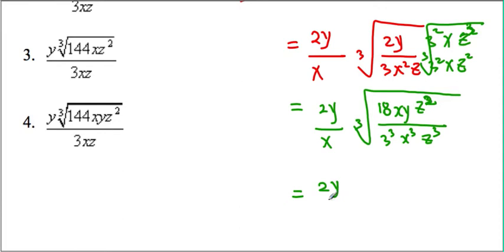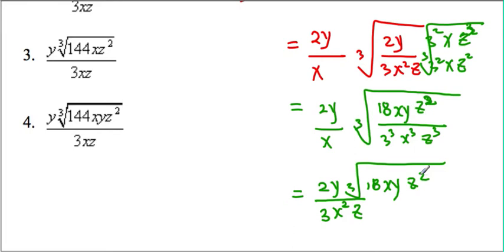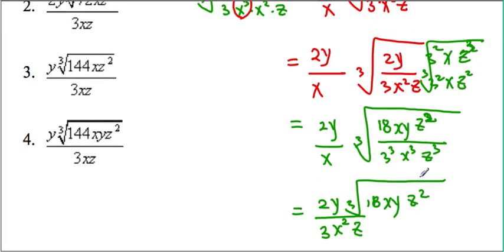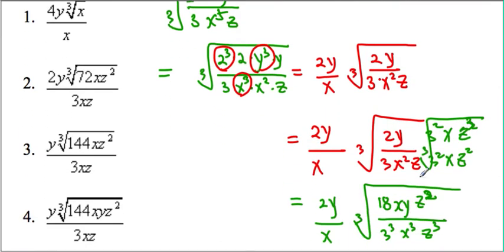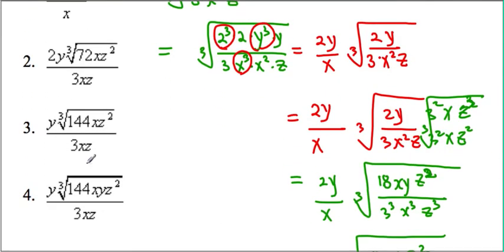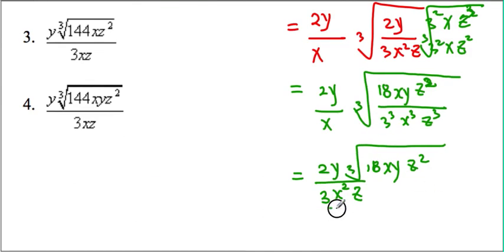2y over 3 comes out, x was already outside, and then here inside we get x squared, and then z. And on the numerator we have cube root of 18 x y z squared. That becomes our final answer. Then once you're trying to look into this one, in fact, none of the answers are correct. I believe there's some sort of typo or something. So our correct answer is this one.